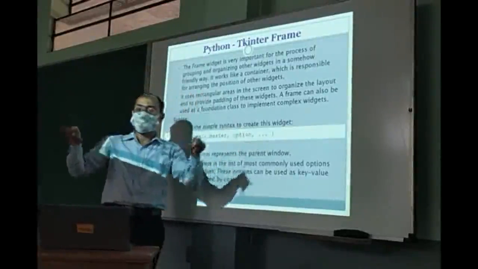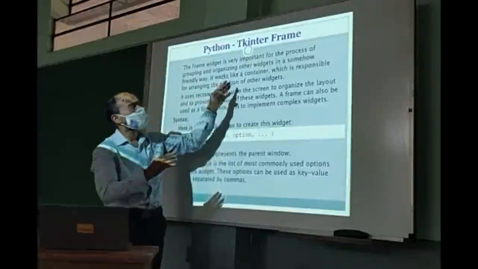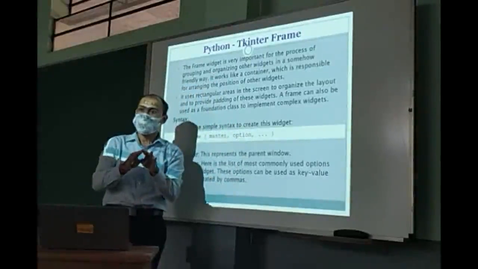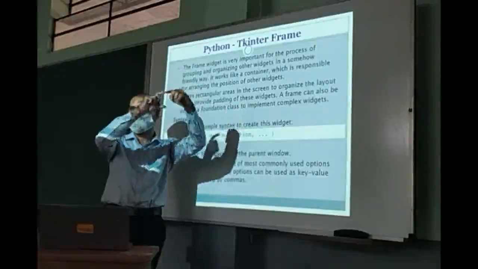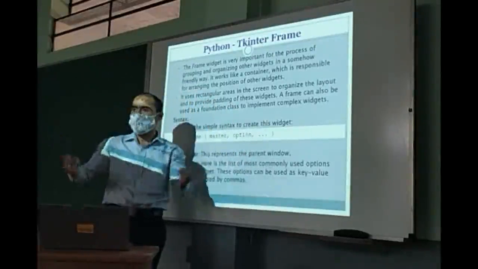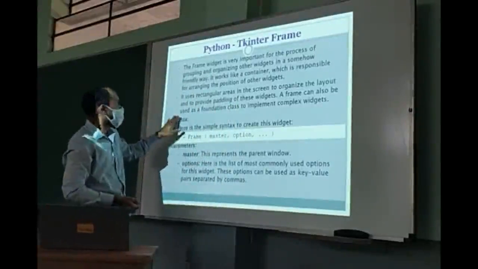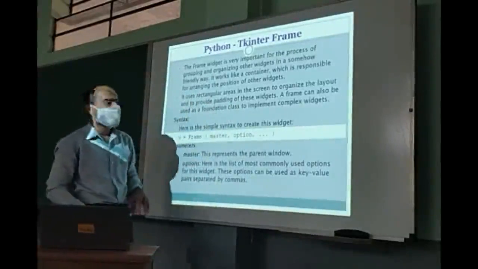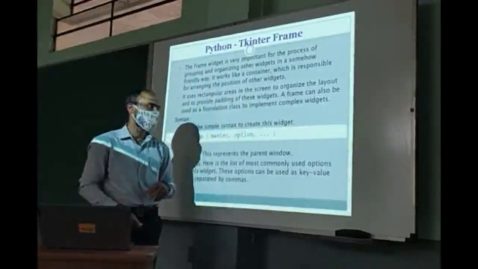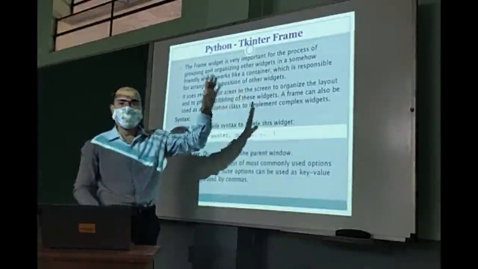On our main container, we can divide it into different sections by using the frame widget. The frame widget can divide our entire top level frame into separate sections. I may say the top section will contain some widgets, and the bottom section and the center section will contain others. Like this, I can divide my GUI into separate sections by using frames. A frame uses rectangular areas on the screen to organize the layout and to provide padding of these widgets. A frame can also be used as a foundation class to implement complex widgets.